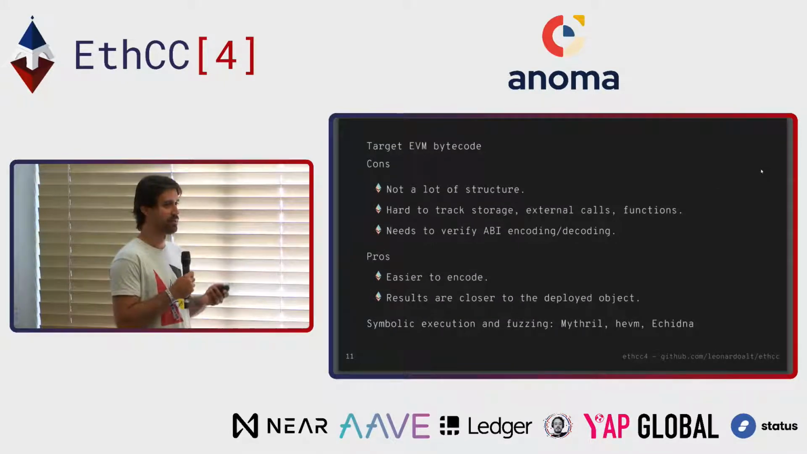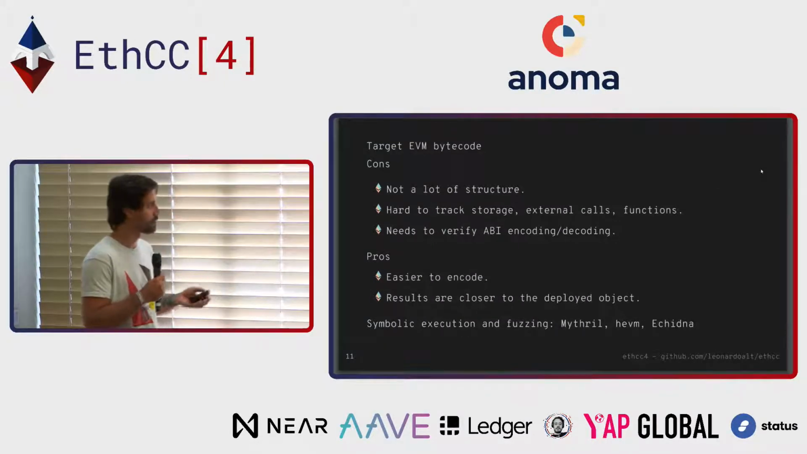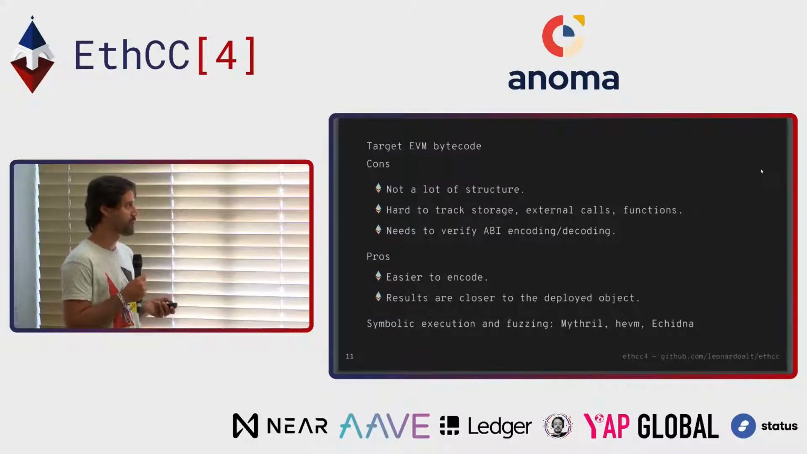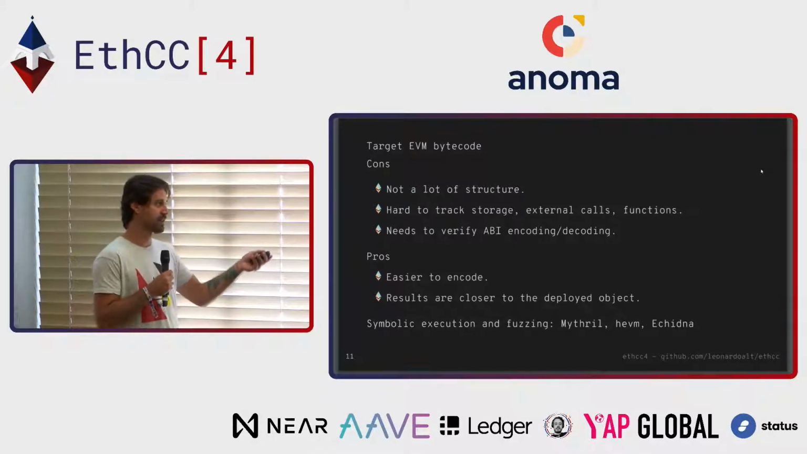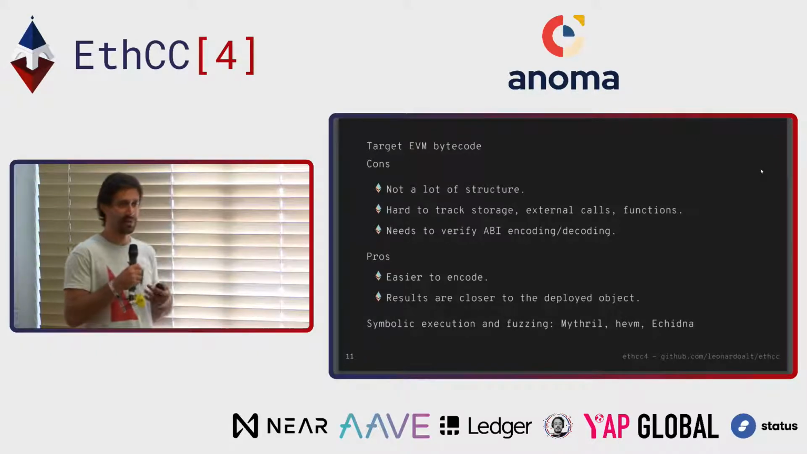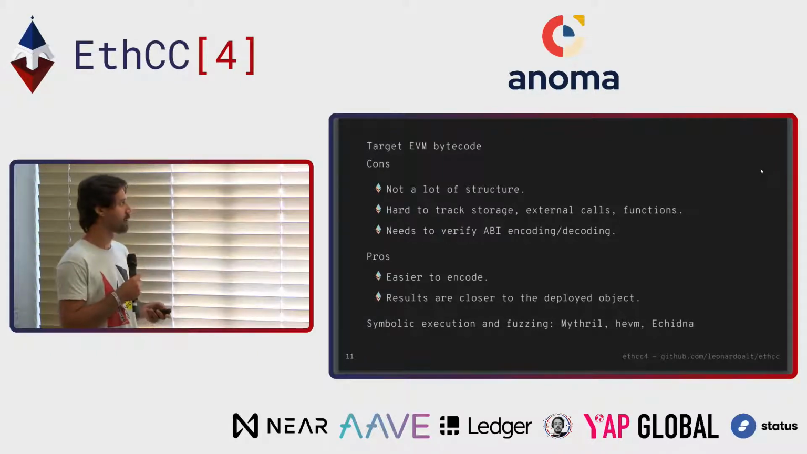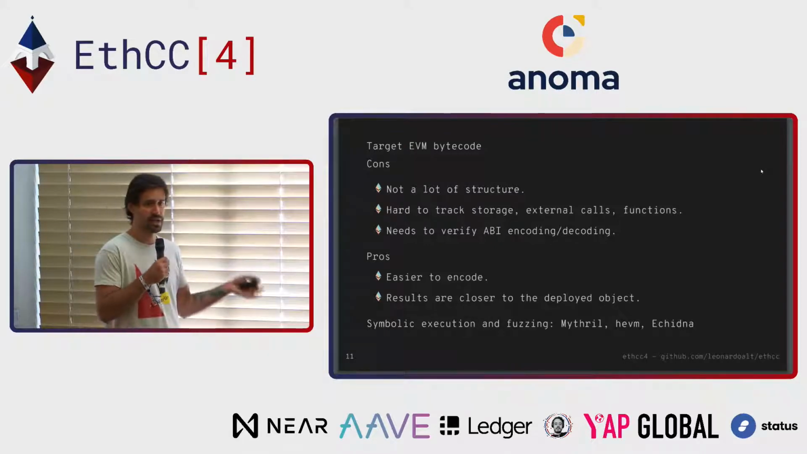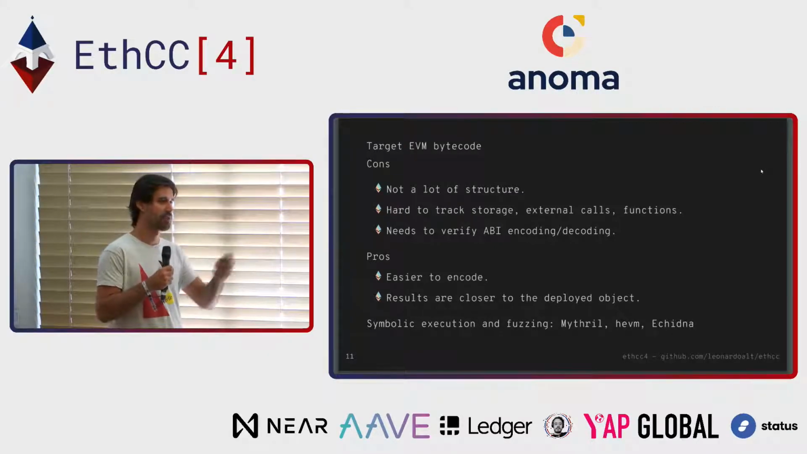Of course, the first and foremost pro of this approach is that the results are basically what you deploy, right? You don't have to trust the compiler. Of course, you still have to trust the tool that verified it, but you just reduce a lot the level of trust that you need regarding a property. And it's generally easier to encode because you have stack, memory, storage, and you don't have all sorts of complicated stuff from the high-level language.